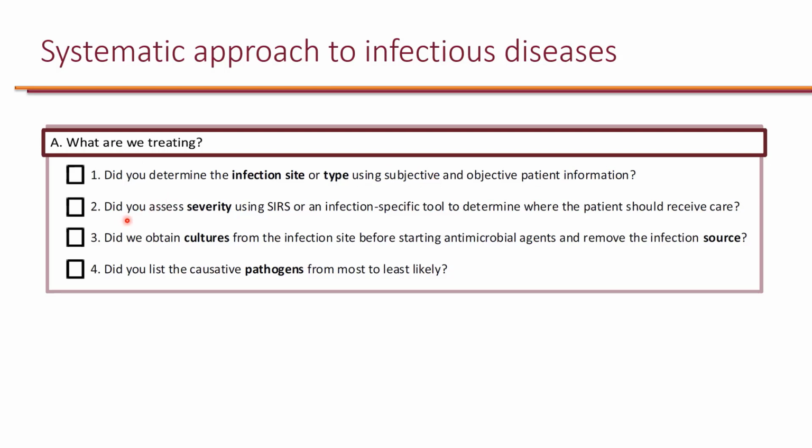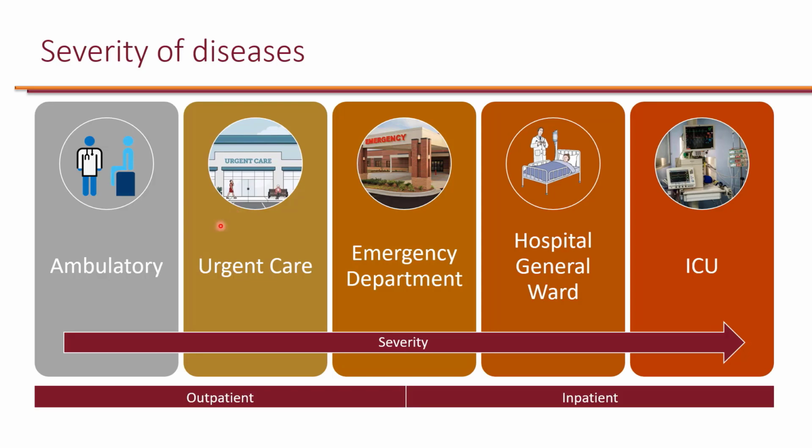Then the next thing is to assess severity using SIRS or an infection-specific tool to determine where the patient should receive care. In general, if a patient is more severe, they need a higher level of care, whereas if they're less severe, they may be able to be treated at home. Here, we go from low severity to high severity from left to right.